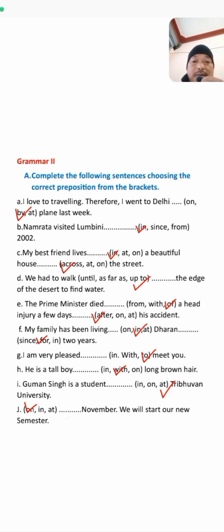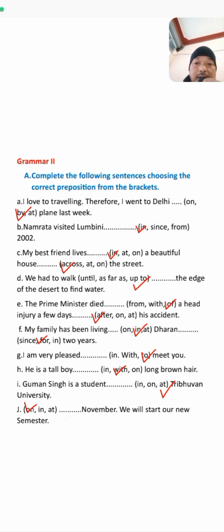The prime minister died of head injury a few days after his accident. Here, the prime minister died of, okay, died of cholera, died of cancer. So with disease we use of: died of something, and a few days after his accident.